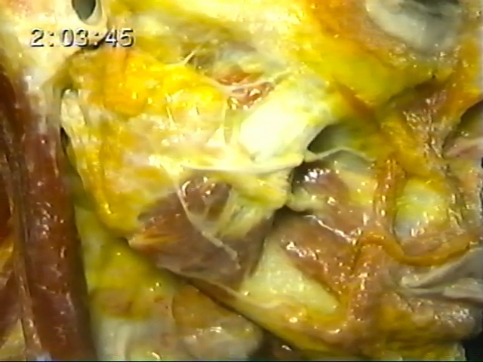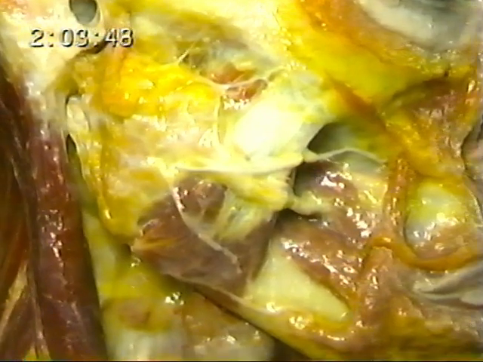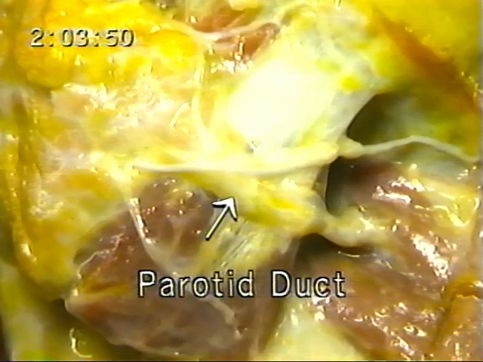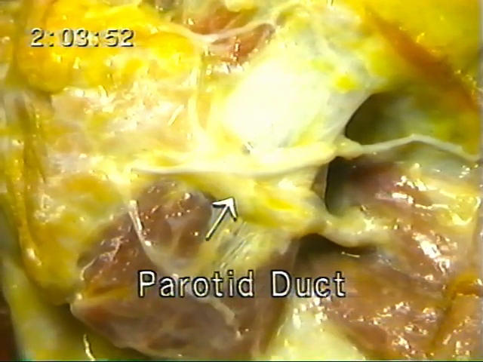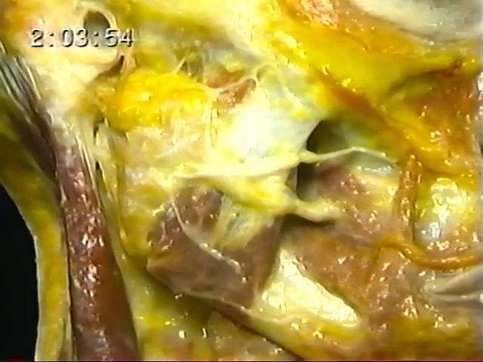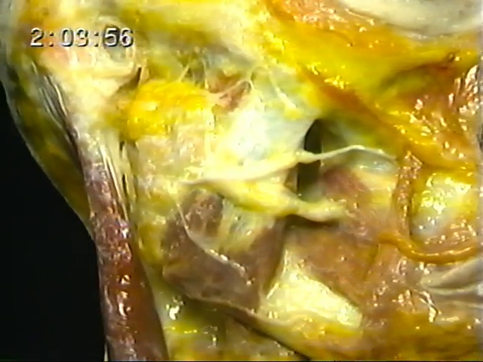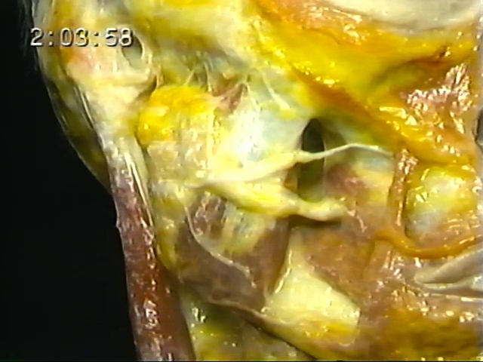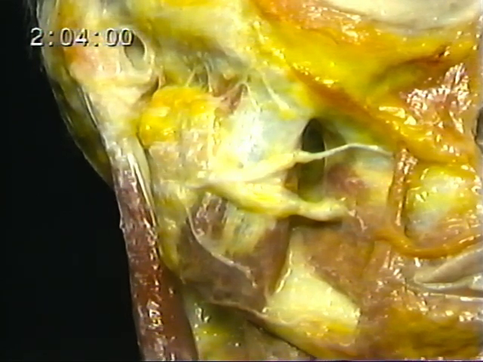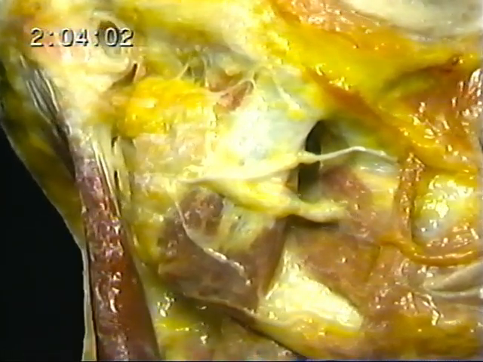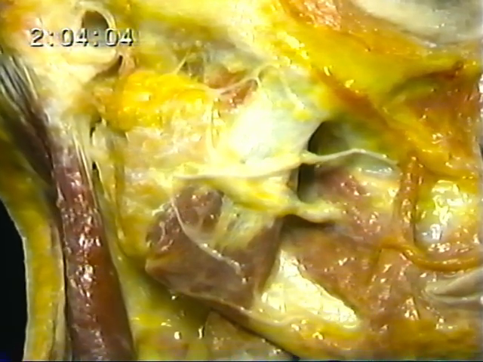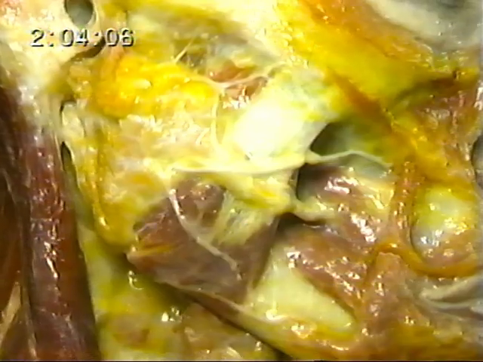The saliva that's secreted by the parotid gland passes into the parotid duct, which emerges from the anterior border of the gland and passes forward around the anterior border of the masseter. The parotid duct enters the oral cavity by passing through the buccinator muscle and through the underlying mucous membrane at about the level of the second upper molar tooth.